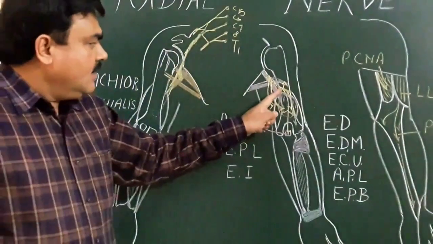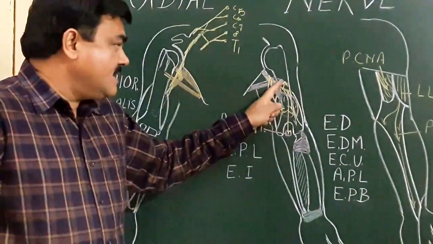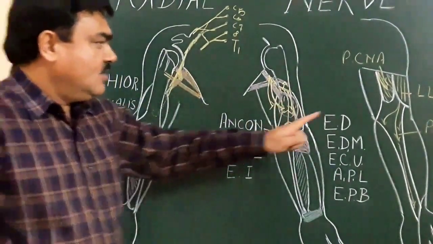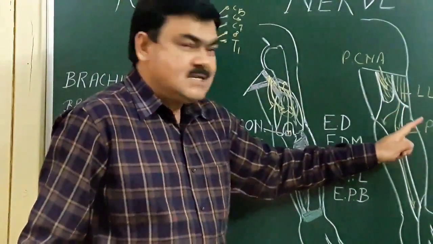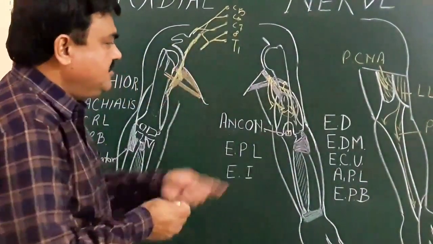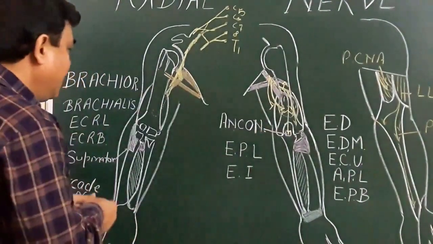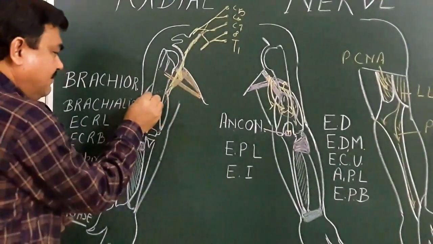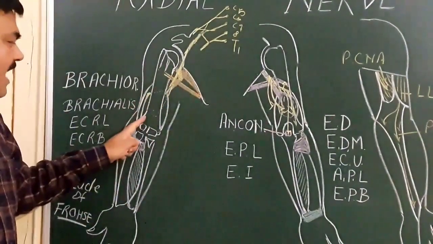So in the radial groove, the radial nerve gives two muscular branches, and two cutaneous branches. That is the lower lateral cutaneous nerve of the arm and the posterior cutaneous nerve of the forearm. Now, after giving these branches, it leaves the spiral groove by piercing the lateral intermuscular septum, and it comes into the anterior compartment of the arm.